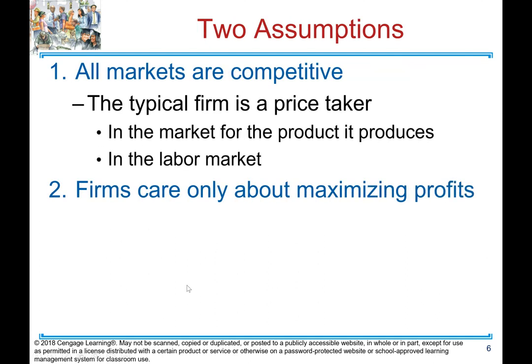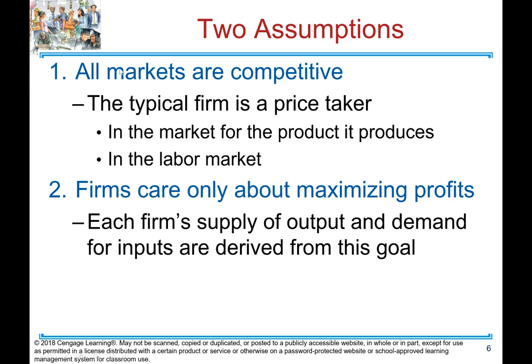Two assumptions are made here. Number one, all markets are competitive. The typical firm is a price taker in the market for the product it produces and in the market for labor. And the second assumption, firms care only about maximizing profits, and each firm's supply of output and demand for inputs are derived from this goal.